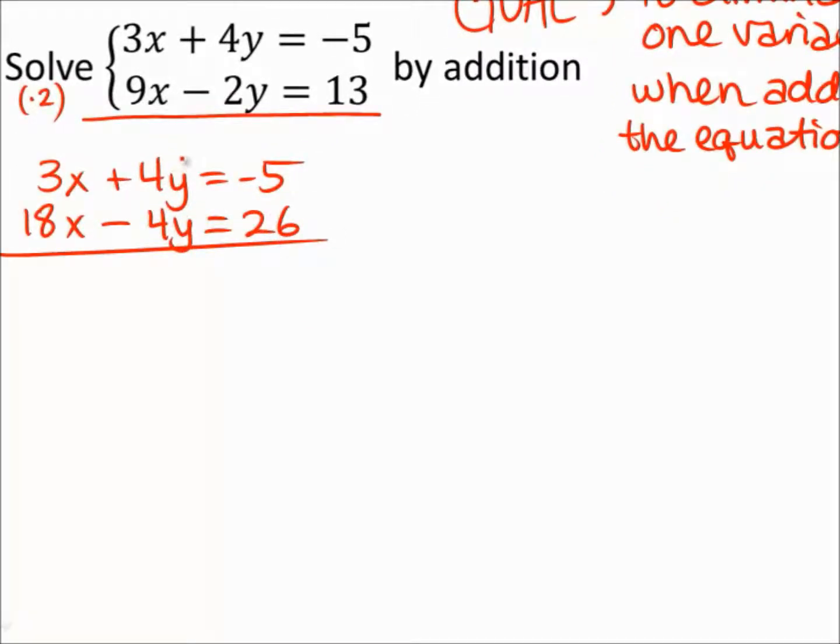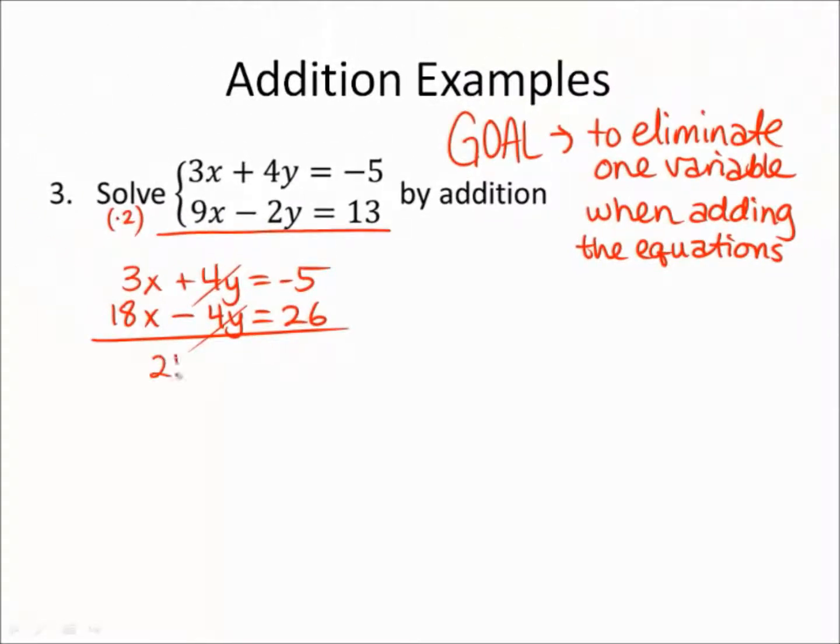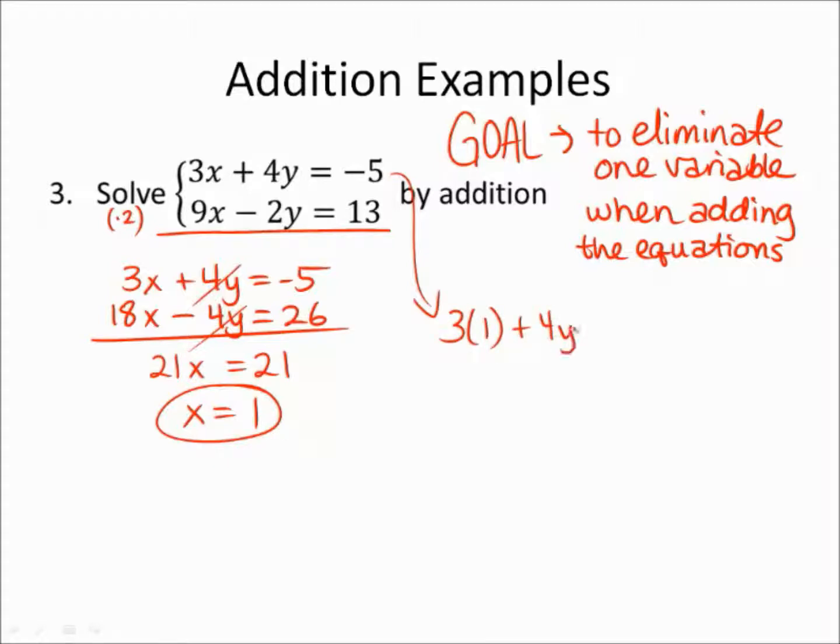When we add those together, what we want happens because 4y minus 4y is 0. 18 plus 3 is 21x, and 26 plus -5 is 21, giving us x equal 1. Now we can plug it back into either of the equations, so you have a lot of choice here. Play around with these, try and solve this same equation in a different way and see if you get it.